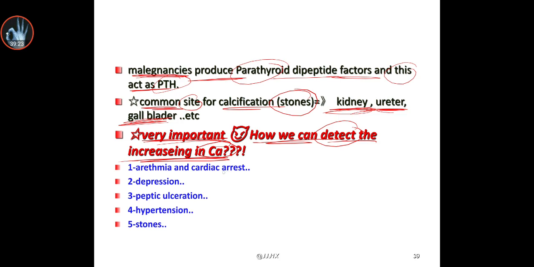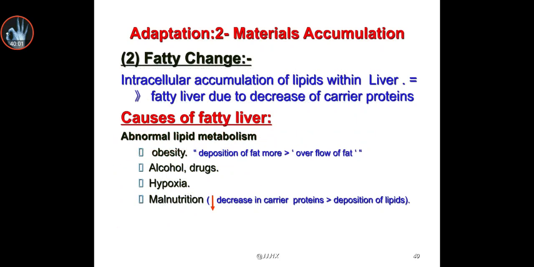We can know the increase of calcium causes arrhythmia and cardiac arrest. It can also cause depression, so the patient becomes depressed. We may find peptic ulceration, meaning intestinal ulcers. We can notice that he has hypertension, meaning high blood pressure. At the end, maybe he will get a stone in the kidney, for example, as an example of increased calcium.